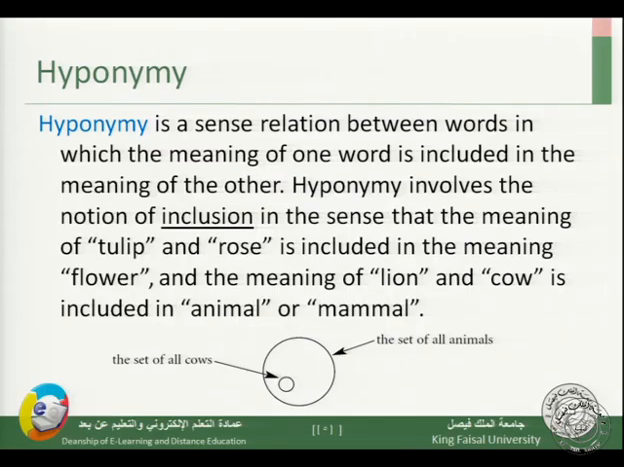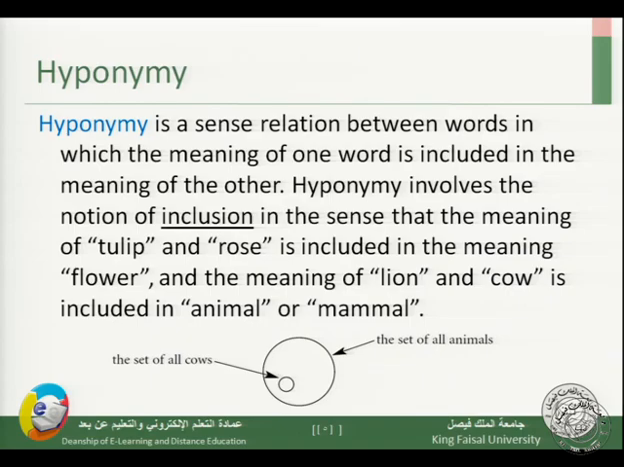So what is hyponymy? It's a sense relation between words in which the meaning of one word is included in the meaning of the other word. So here there is a notion of inclusion that is involved within the sense relation of hyponymy. For example, if we look at tulip and rose, we notice that the meaning of tulip and rose is included in the meaning of flower. So flower encompasses the meaning of both tulip and rose and other names for flowers.